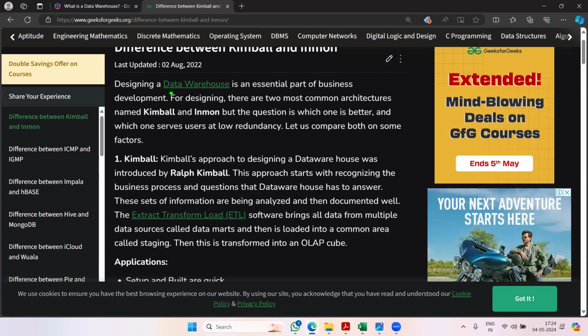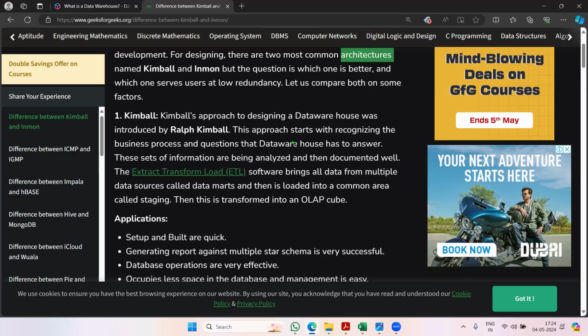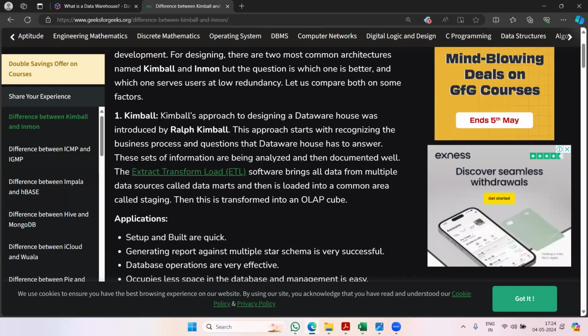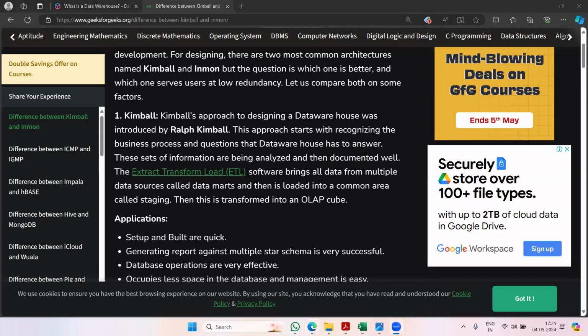Let us see the first one. The design of a data warehouse is an essential part of business. For designing, there are two common architectures. So these are the two common architectures, right? And which one are we going to use? Now Kimball says to design a data warehouse, as proposed by Ralph Kimball, the Kimball approach is designed by him. The approach starts with recognizing business processes and the questions that the data warehouse has to answer, right? Ralph Kimball says that we need to first figure out what our business processes are.